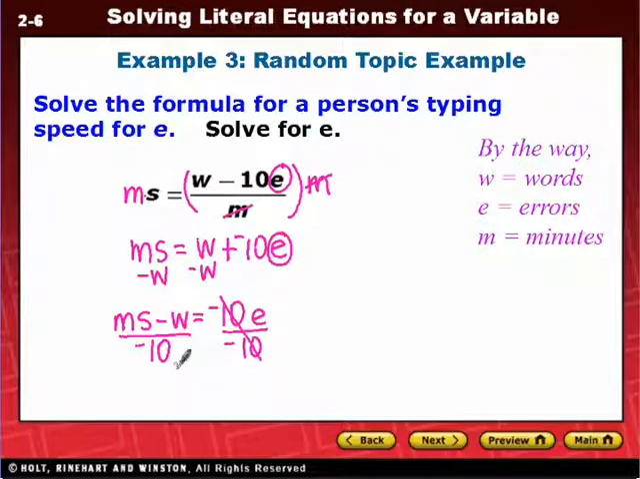So if I want to know how many errors you made, I can take how long you typed, multiply it by your typing speed, subtract the number of words you typed, and then divide it by negative 10. It's complicated. Remember, the trick here is that you have to pay attention to what variable you're solving for and the operations that were done to it, and then you have to undo each of them one at a time. It is a little bit trickier than it looks at first.